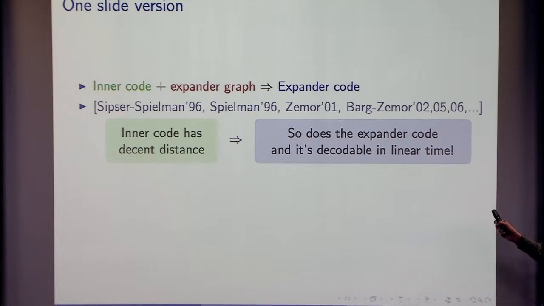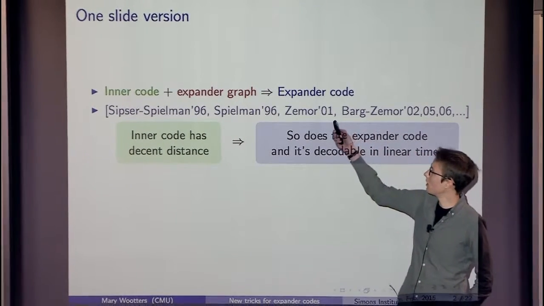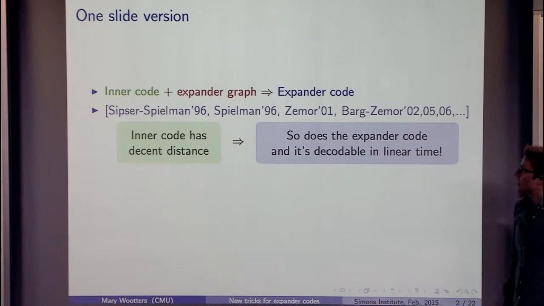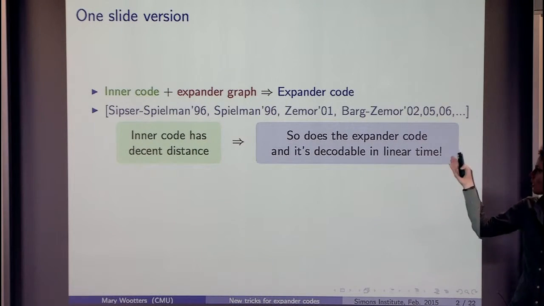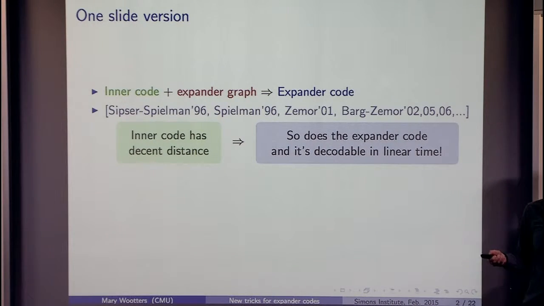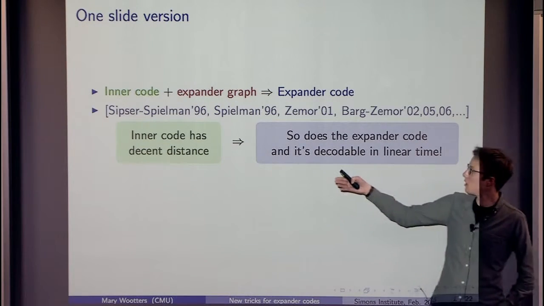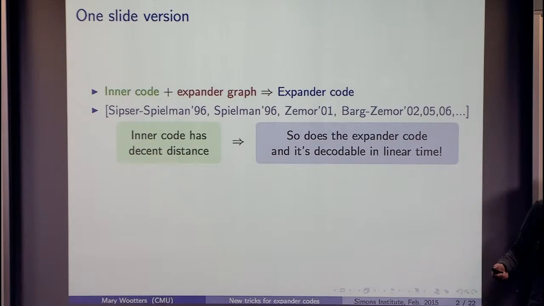So here's the one-slide version. I'll define expander codes in a little bit, but basically you can make an expander code out of some inner code and an expander graph. Expander codes have been around since the 90s, and there's been a long and beautiful line of work exploring them, starting with Sipser and Spielman and other work by Barg and Zemor. The basic punchline of this line of work is that if the inner code has decent distance, then your expander code has decent distance, and it's decodable in linear time. So it admits a very fast decoding algorithm.